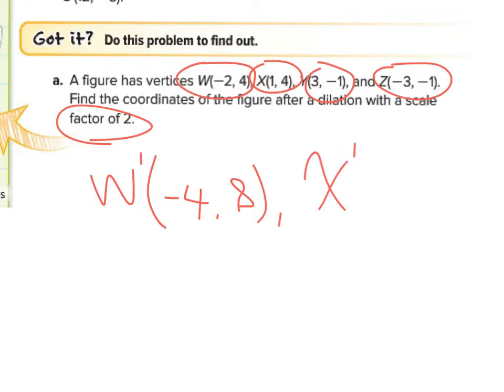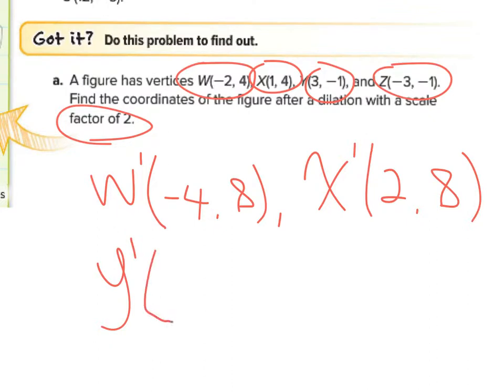And then for X, we're going to do the same thing. We're going to take our 1 right here and multiply it by 2. So 1 times 2 is simply 2. And then we take the 4 right there and multiply by 2, and that gives us our 8, right? We continue on with our Y, and the first coordinate for Y is 3, so 3 times 2 is 6, and negative 1 times 2 is negative 2, right?